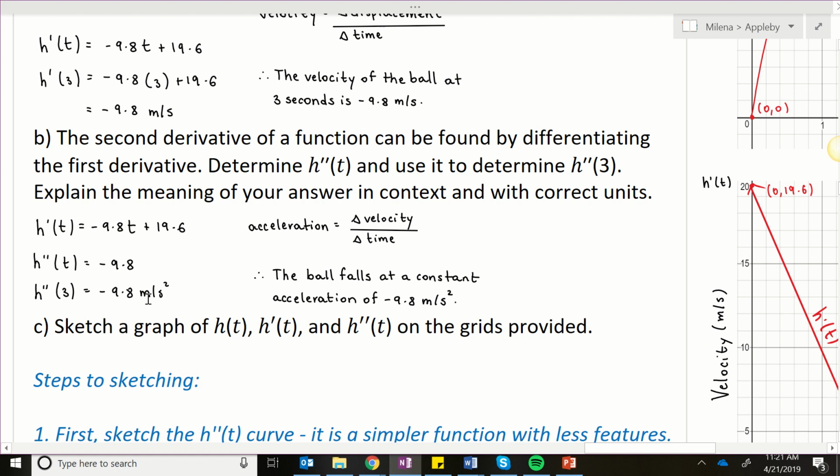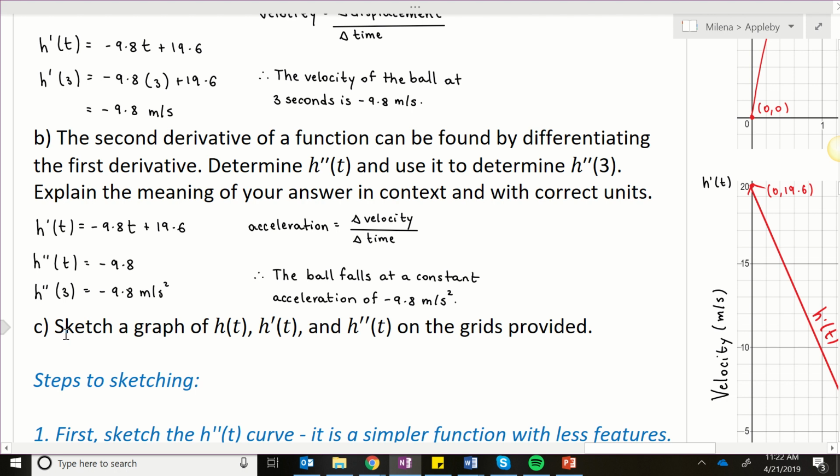Now, this is the equation of the football's acceleration. And remember, acceleration equals the change in velocity over change in time, or simply the rate of change of velocity, which is meters per second, or meters per second squared. Now, as you notice, substituting the value of 3 for t doesn't apply for this equation because this is a constant horizontal equation, meaning that for any t value from 0 to 4 seconds, the acceleration of our football will be a constant negative 9.8 meters per second squared.